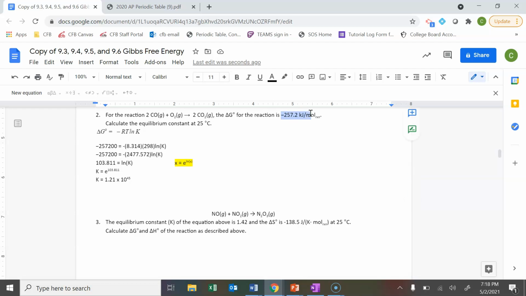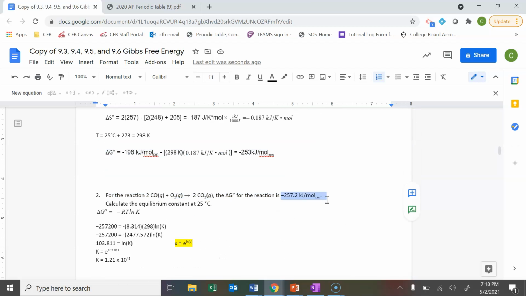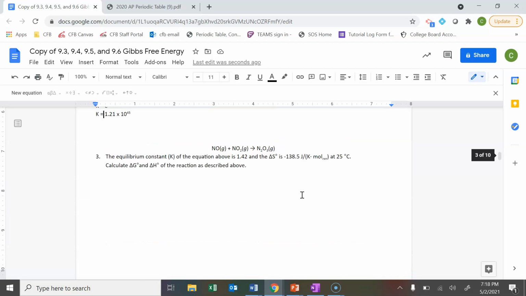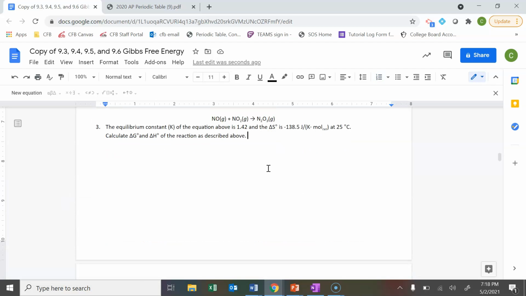If delta G is negative, that's a favorable reaction in the forward direction. So this is consistent. Our answer is consistent with the prompt. It's a good thing to always check that type of thing. Let's do number 3. The equilibrium constant, K, of the equation above is 1.42, and the delta S is negative 138.5 joules per Kelvin mole at 25 degrees Celsius. Calculate delta G and delta H of the reaction described above.